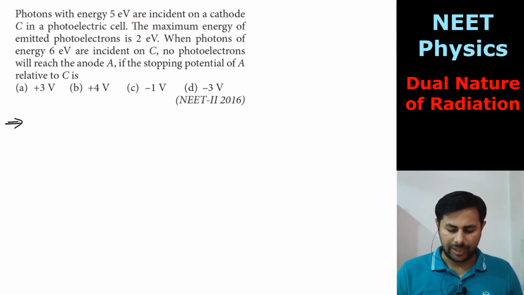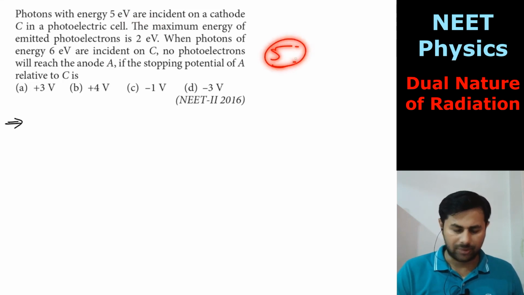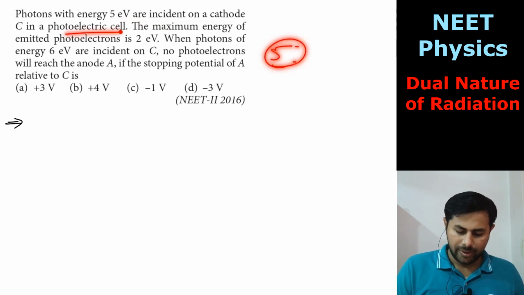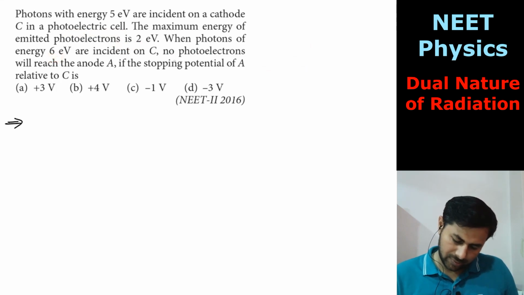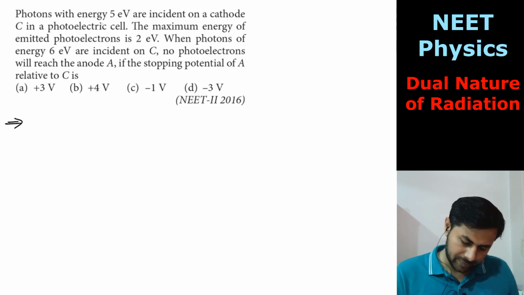Photons with energy 5 electron volt are incident on a cathode. The maximum energy of photoelectrons is 2 electron volt. When photons of energy 6 electron volt are incident, what should be the stopping potential? This is the question.